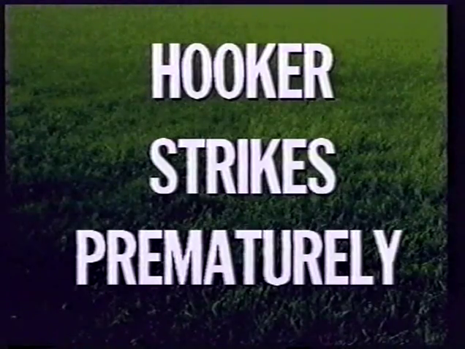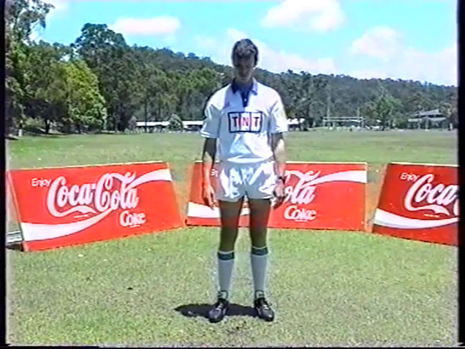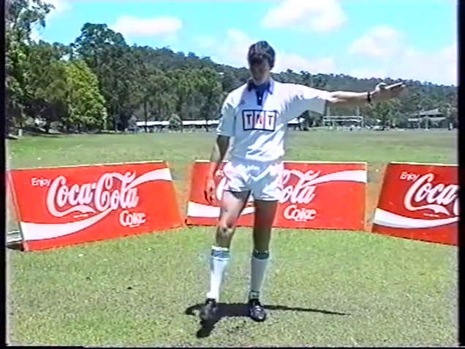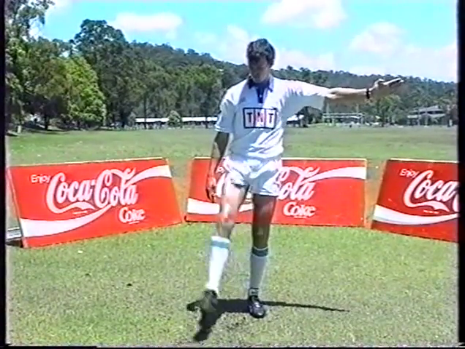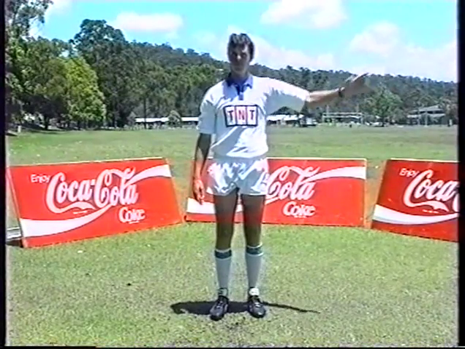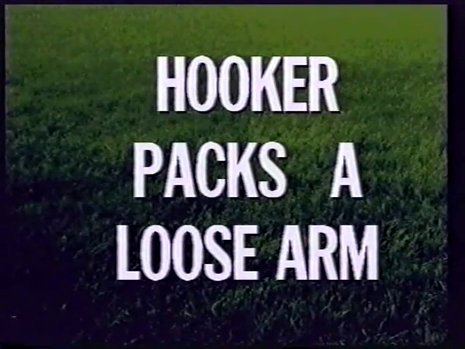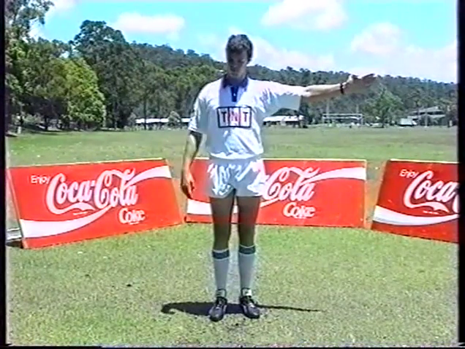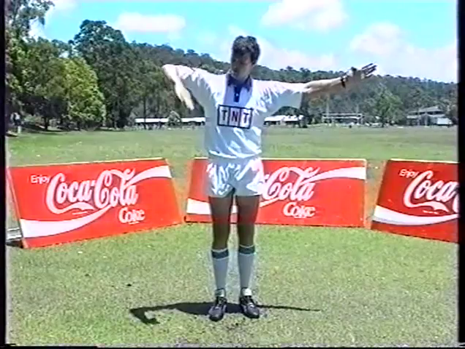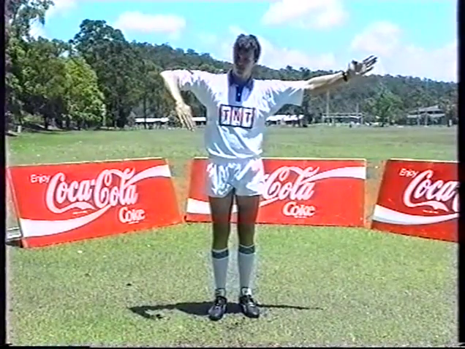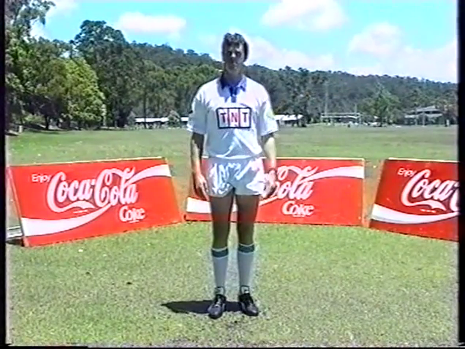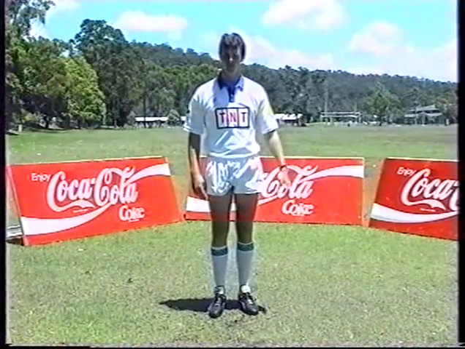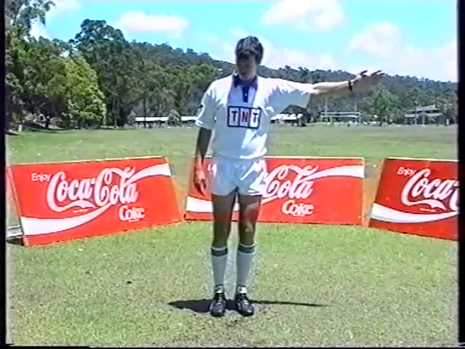Hooker strikes prematurely. Raise a foot from the ground in front of the body with the leg straight. Hooker packs a loose arm. Raise one arm sideways with elbow bent so that the hand hangs downwards. Prop strikes for the ball. Raise a foot from the ground by extending the leg sideways from the body.